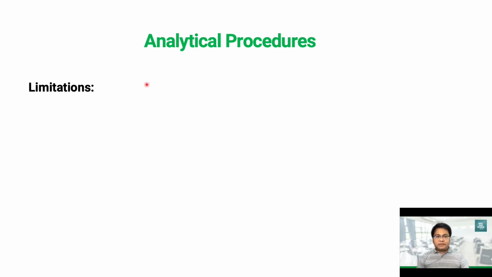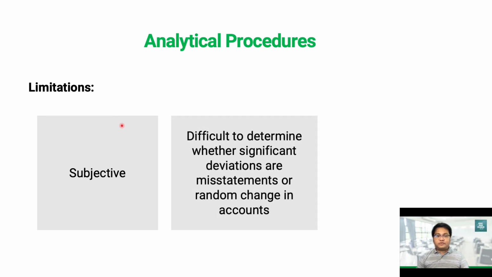So finally, limitations of analytical procedures. So it is subjective in nature. So there are no established guidelines or procedures or rules on why, let's say, a certain ratio is good or bad, for example if we are using ratio analysis as an analytical procedure. So another limitation of analytical procedures is that it is difficult to determine whether significant fluctuations or deviations are misstatements or legitimate changes, or random changes in the accounts or items.